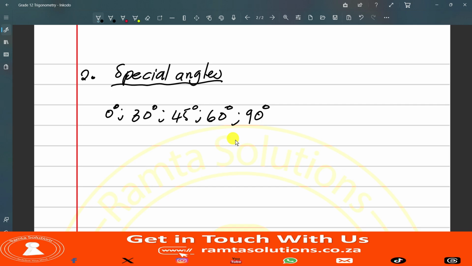Of course, multiples of 30 are 30, 60, 90, 120. Multiples of 45 are 45, 90, 135, 270, and so on. Multiples of 60 are 60, 120, 180. Multiples of 90 are 90, 180, and so on. They are multiples. Those are special angles.